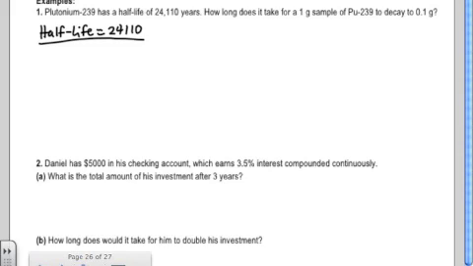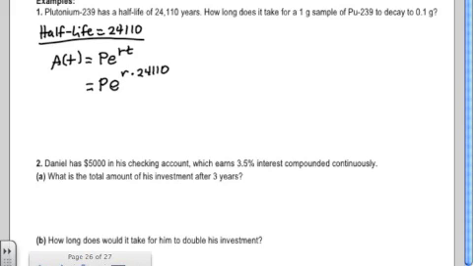So these always are your A of t equals P times e to the rt. Okay, so I don't care how much I start with. Let's not even pay attention to the 1 gram sample. Let's just say we start with amount P. e is a number, I'd never plug anything in for that. r is what I'm trying to find. In time, it took 24,110 years for it to decay to that. So it took that long to get half of what you started with.